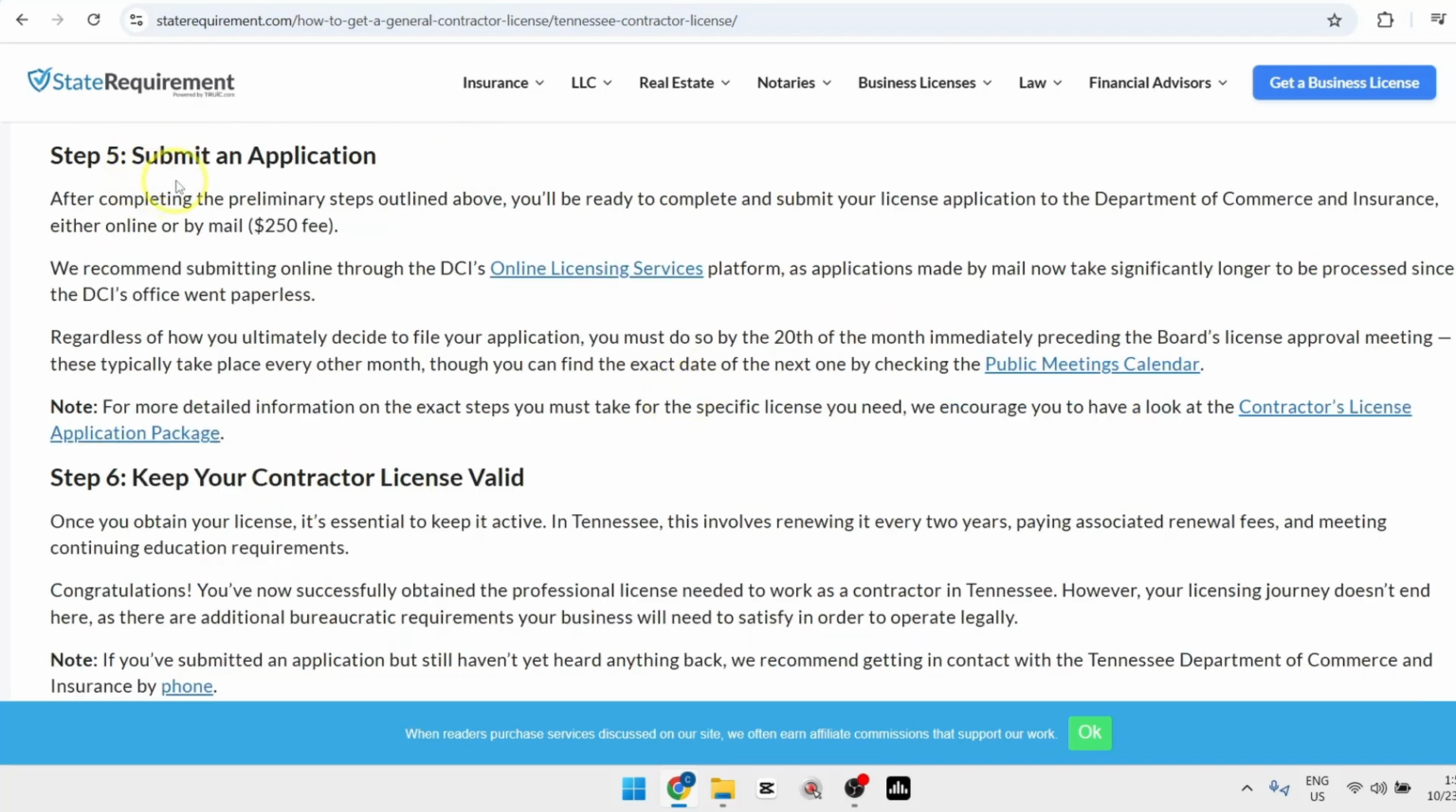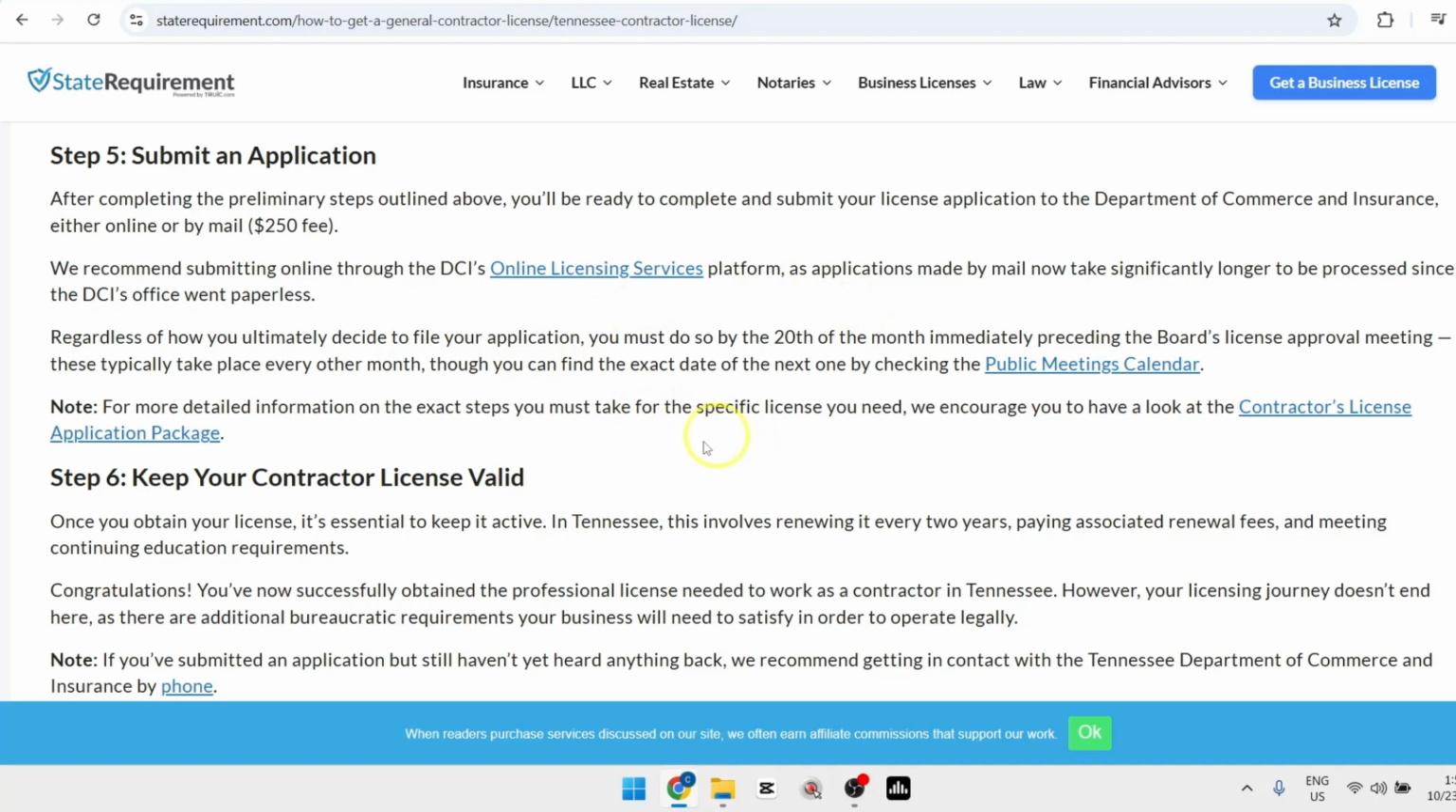Now, in this step, you can start submitting an application and you can do it online or by mail, and there will be a $250 fee. To do it online, you can follow the online licensing services of DCI, and you can also do it by mail, but this might take longer. But it is important or recommended that you do your application by the 20th of the month.